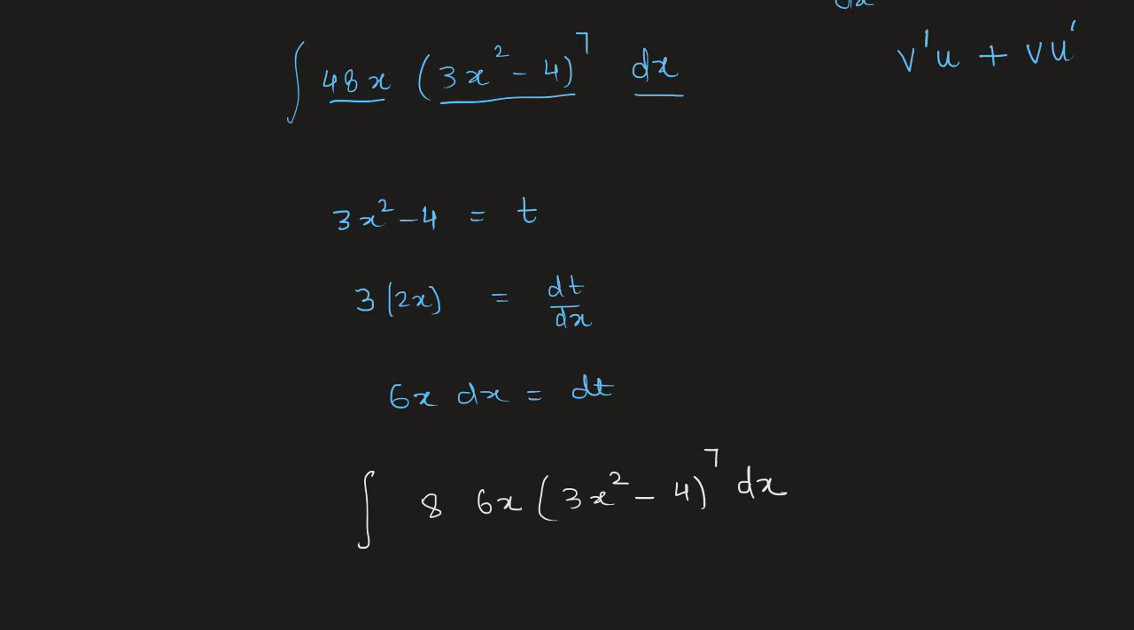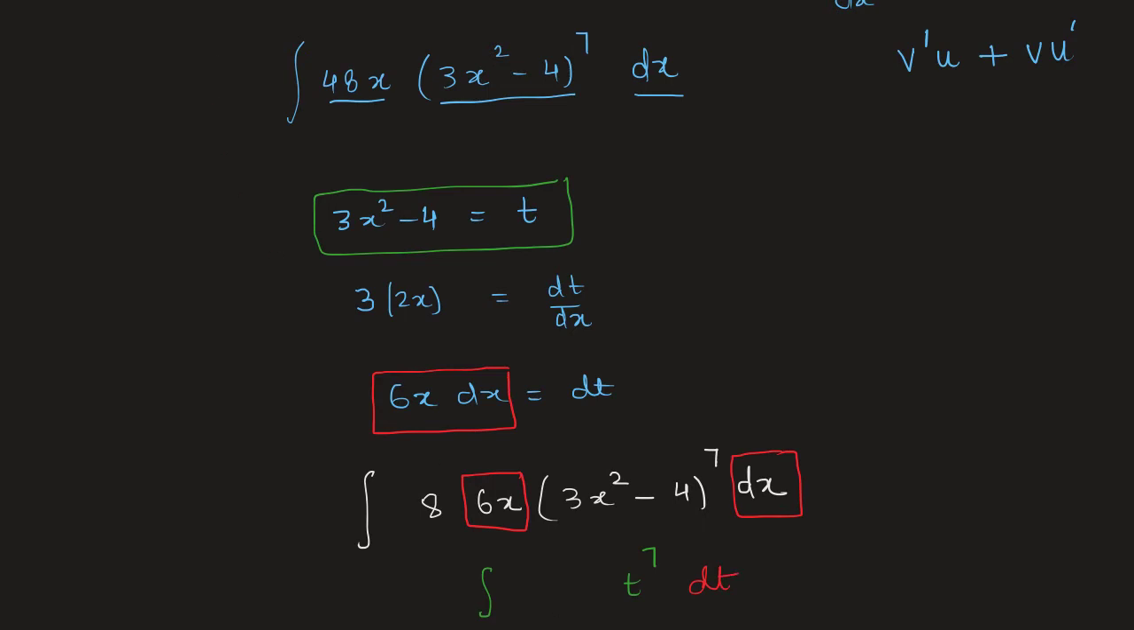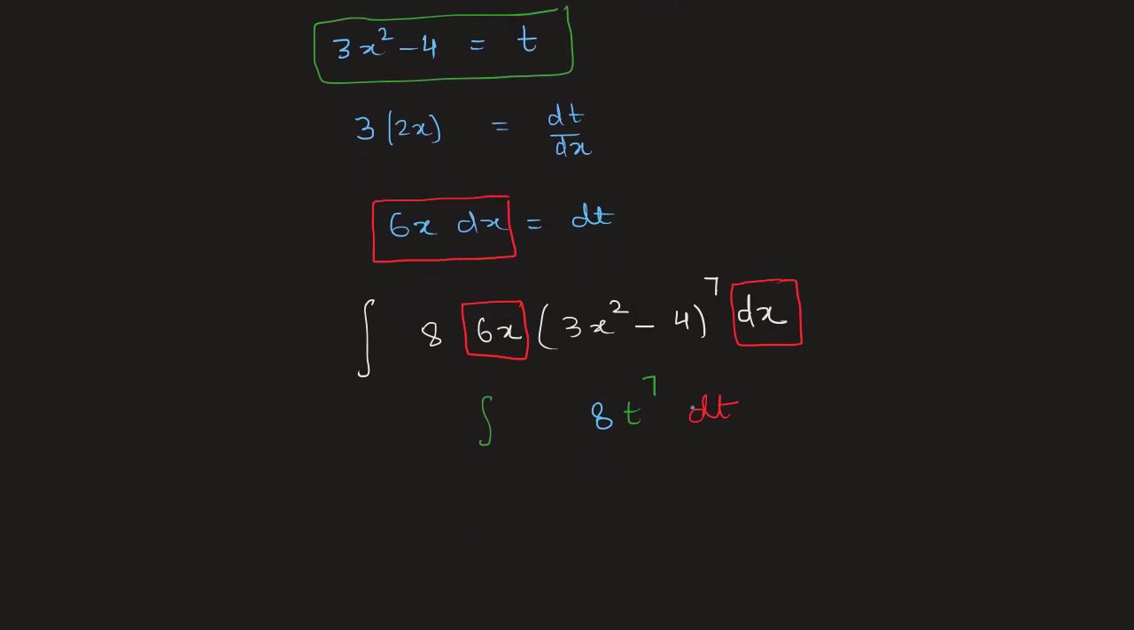Now observe this part carefully. Now this is our t. So can I write this as the integration of t to the power 7? Okay, now observe this part, that is 6 times x dx. Now this is 6 times x into dx. Can I replace this with dt? Now we are left with 8. Now can we integrate this function with respect to t? 8 is a constant, we can keep it outside. The integration of t to the power 7 dt.